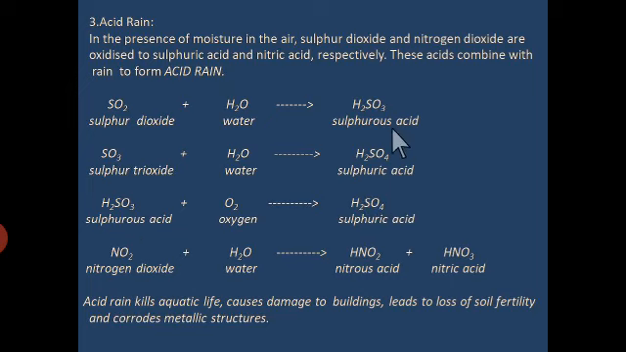Sulfurous acid is formed by the combination of sulfur dioxide and water. Sulfurous acid plus oxygen forms sulfuric acid. Then nitrogen dioxide and water combine to form nitrous acid and nitric acid both. Acid rain is very harmful. Acid rain kills aquatic life, causes damage to buildings, leads to loss of soil fertility and corrodes metallic structures.